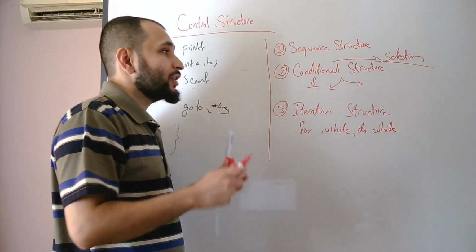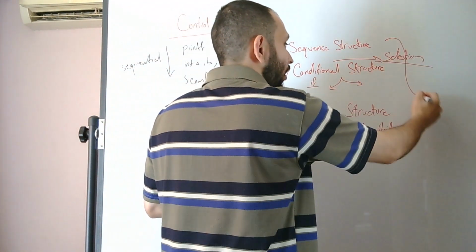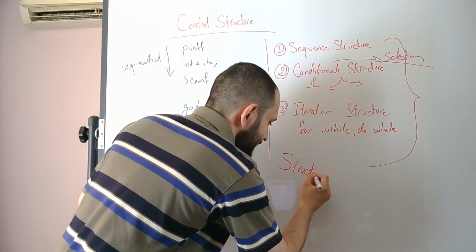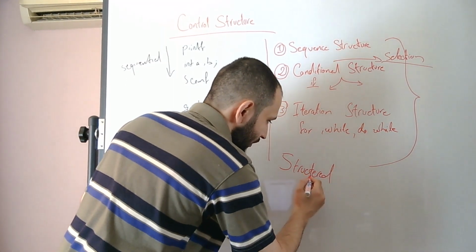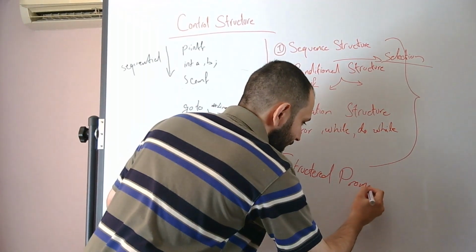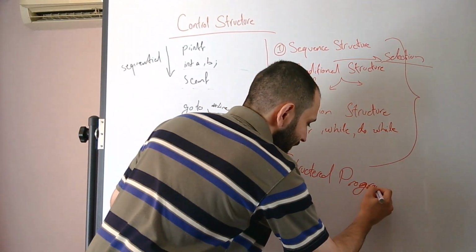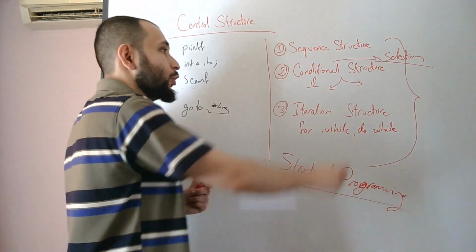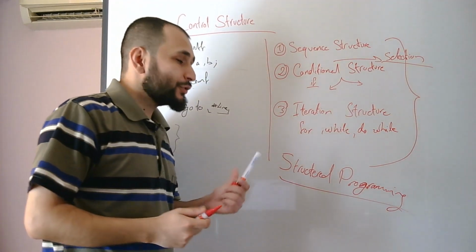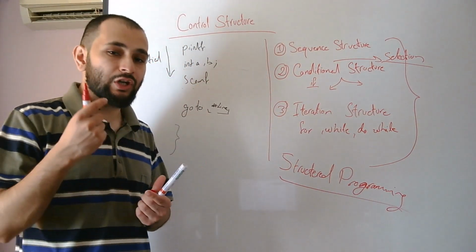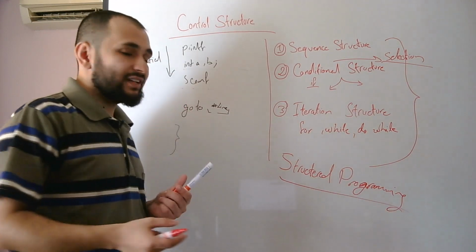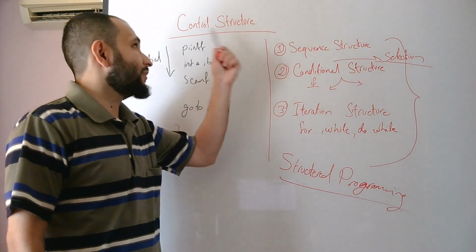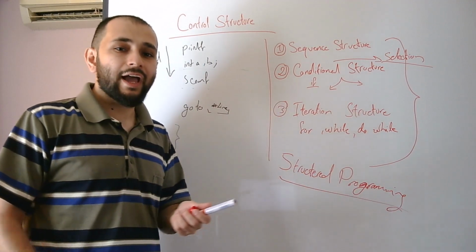Now, the combination of all of these structures is called structured programming. This is what structured programming is: the use of control structures to have control over the execution of a program. So that's it for this episode, and in the coming episodes we are going to cover all of these control structures one by one and in more detail.